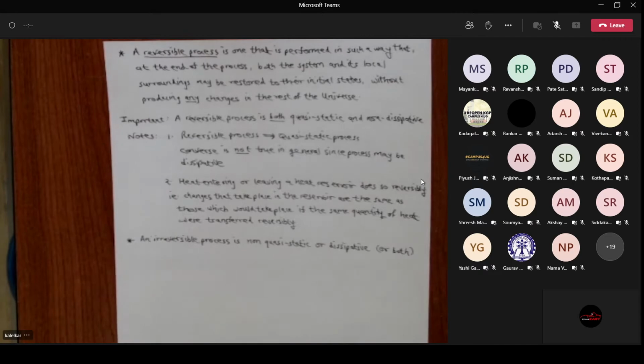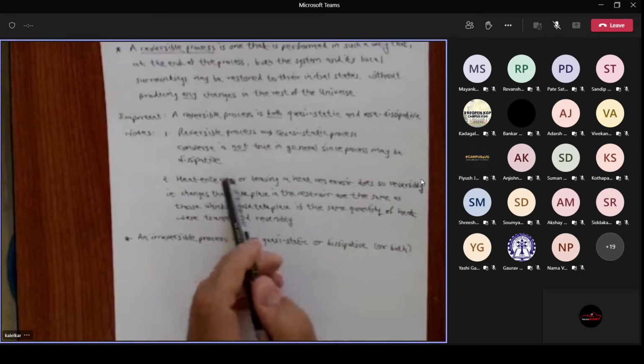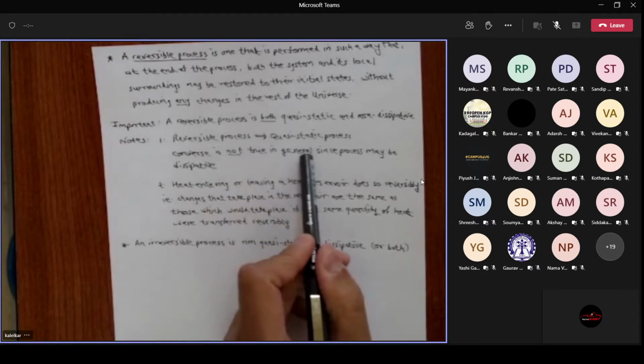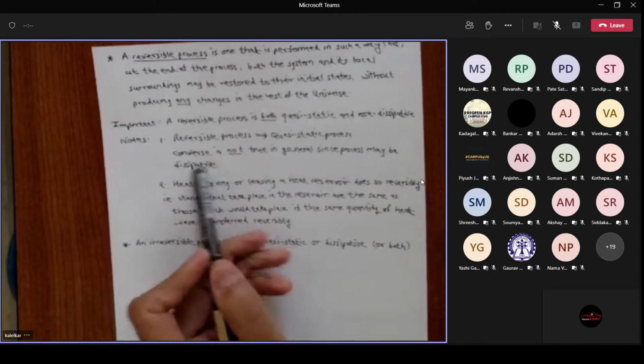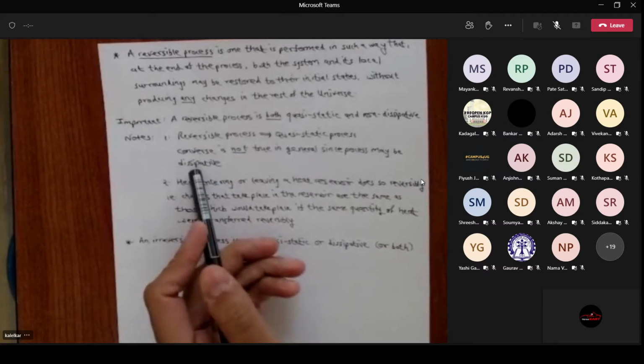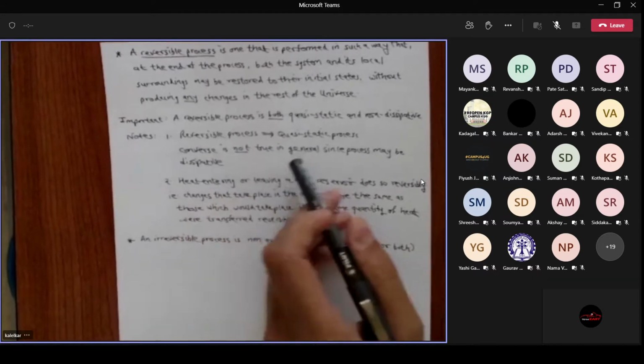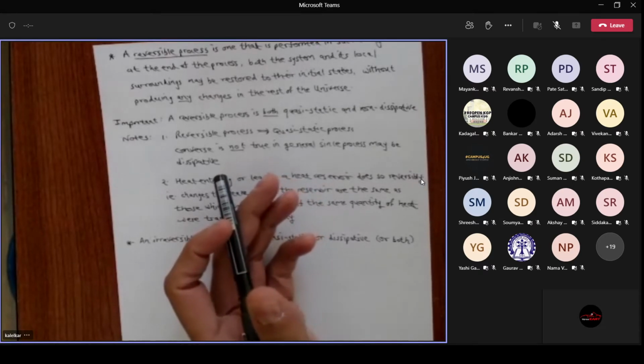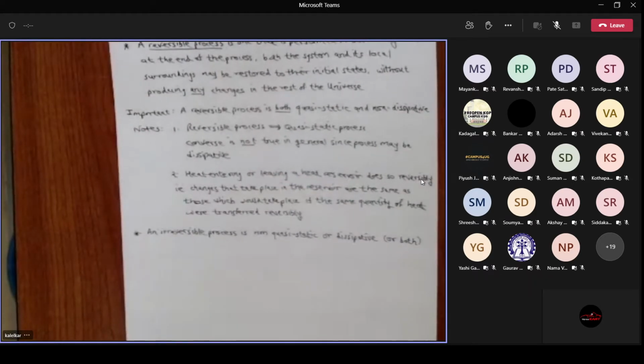What's wrong with that? So you actually, it's right in front of you. Look at this line here. The converse is not true in general because the process may be dissipative. What about dissipative processes? Let's take a very simple example. You have gas in a piston, right? So far you have discussed only a frictionless piston, but what if there was friction with the wall?